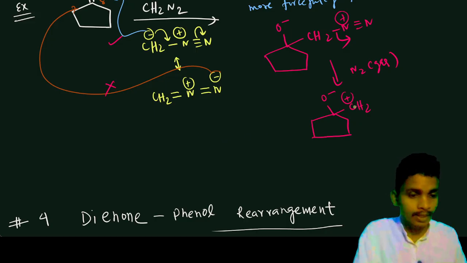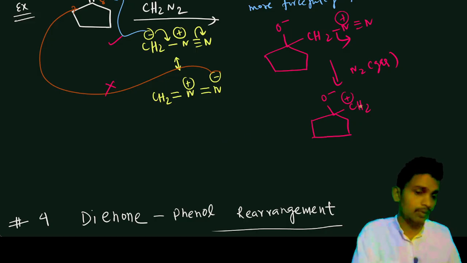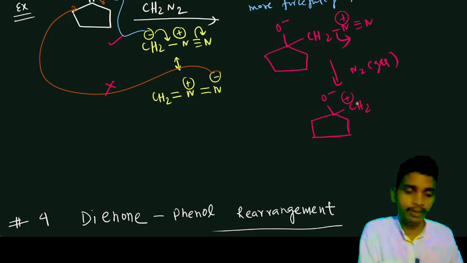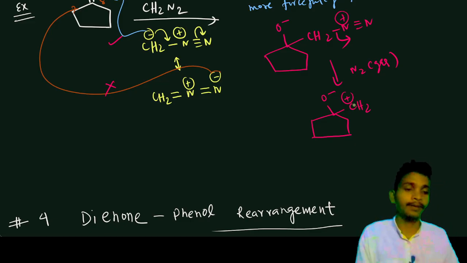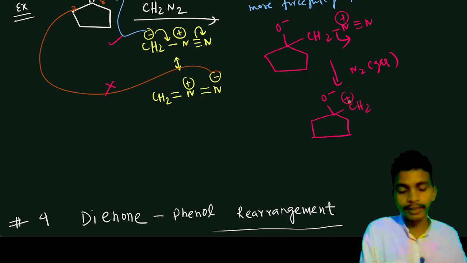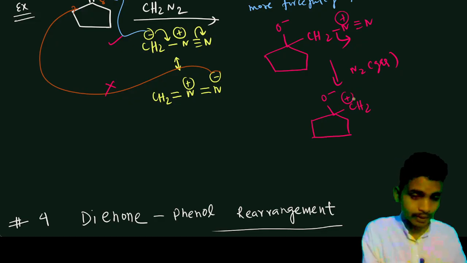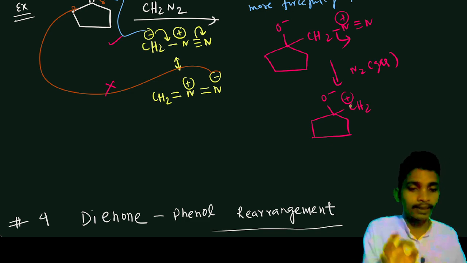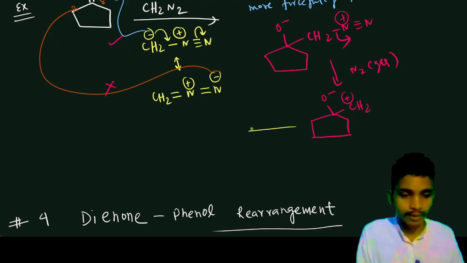Okay, here the chance is that we can do the ring expansion. In the previous class I said that a 5-member ring is more stable than a 6-member ring. Then why are we doing the ring expansion? See, 5-member and 6-member rings are always interchangeable, but the 6-member ring is a little more stable than the 5-member ring due to ring strain. But if there is a chance of ring expansion, we can do the ring expansion.